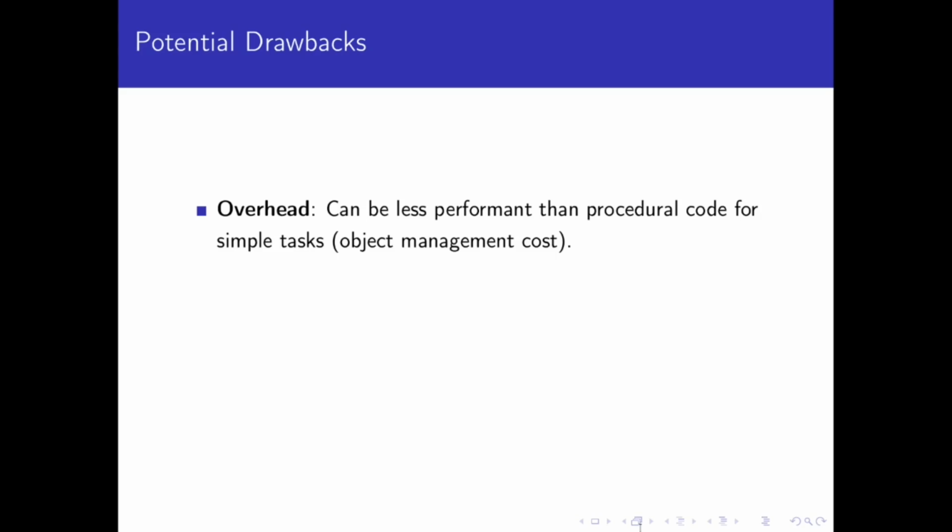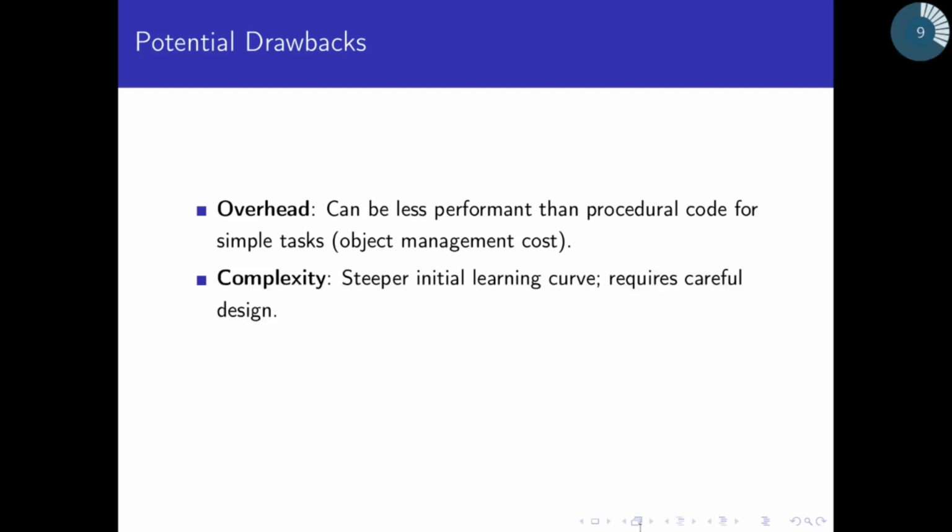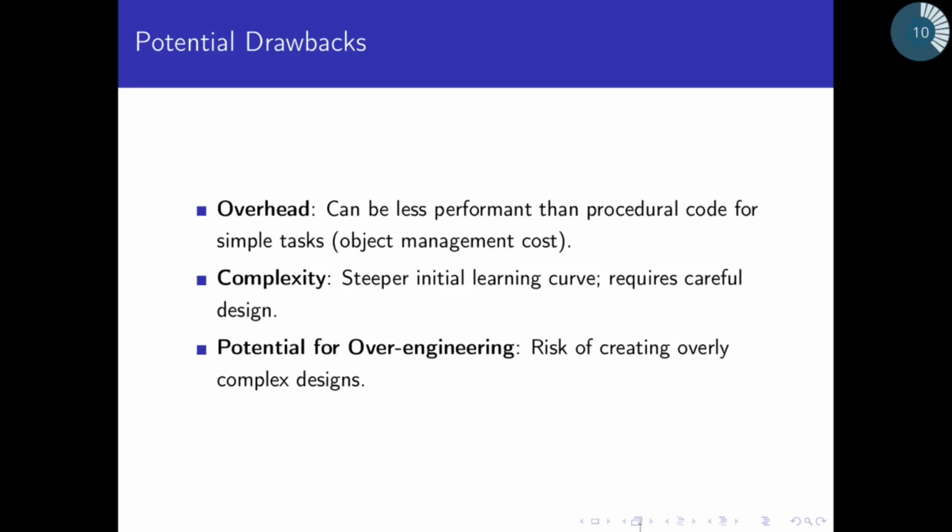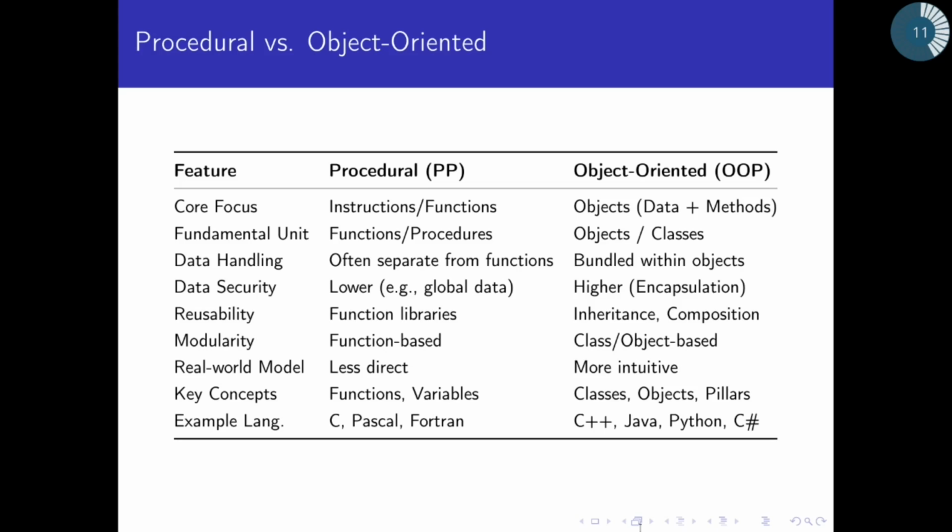It can be less performant than procedural programming languages, examples of which are C and Pascal. There is also complexity and a steeper learning curve that can appear in object-oriented programming languages. You can also have the risk of creating overly complex designs. Let's compare object-oriented programming and procedural programming languages.